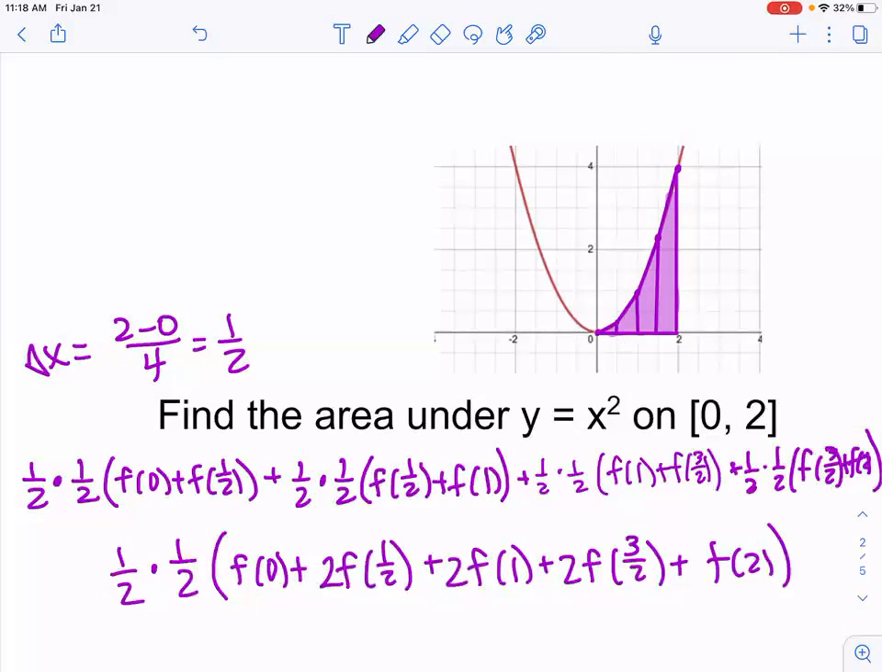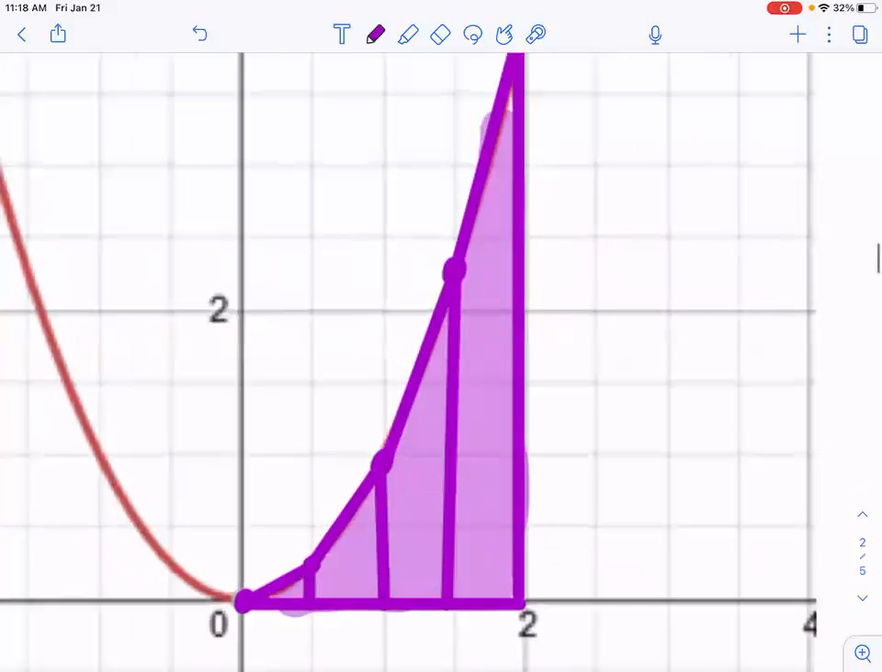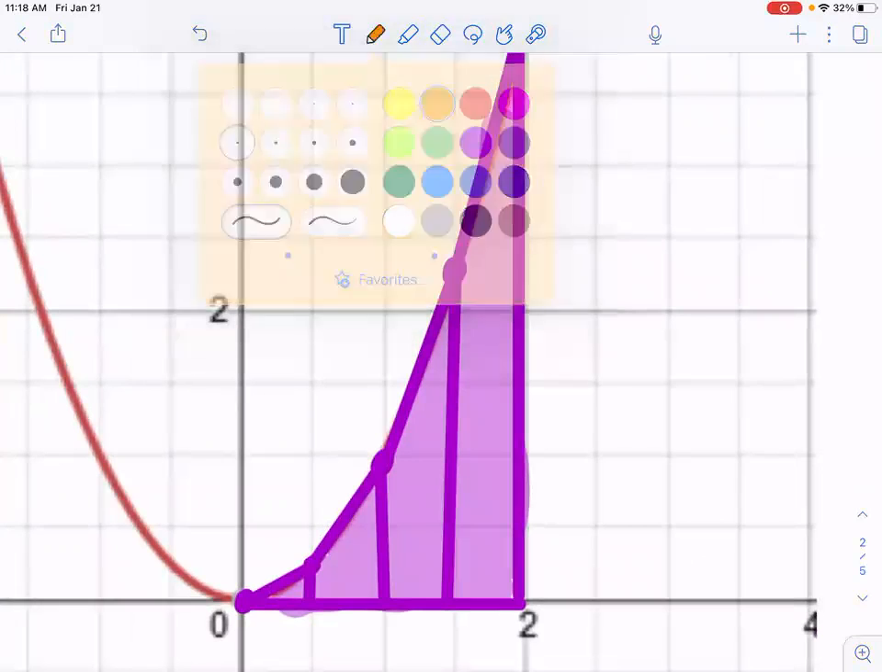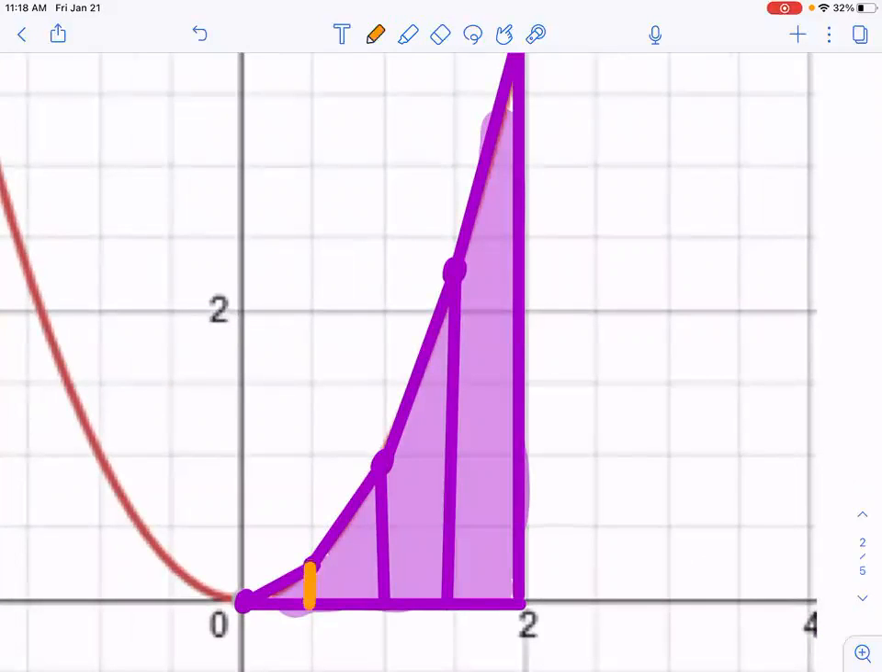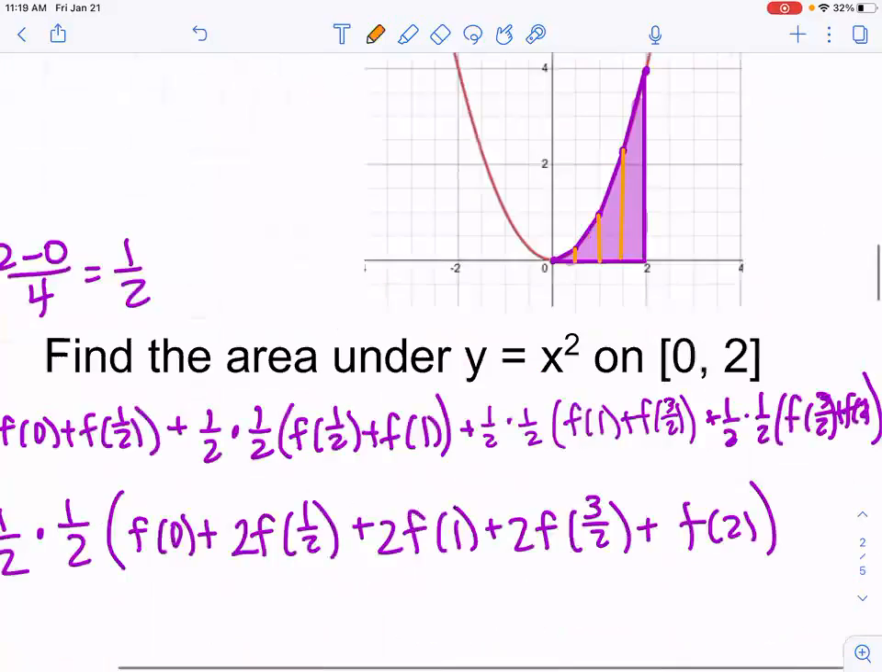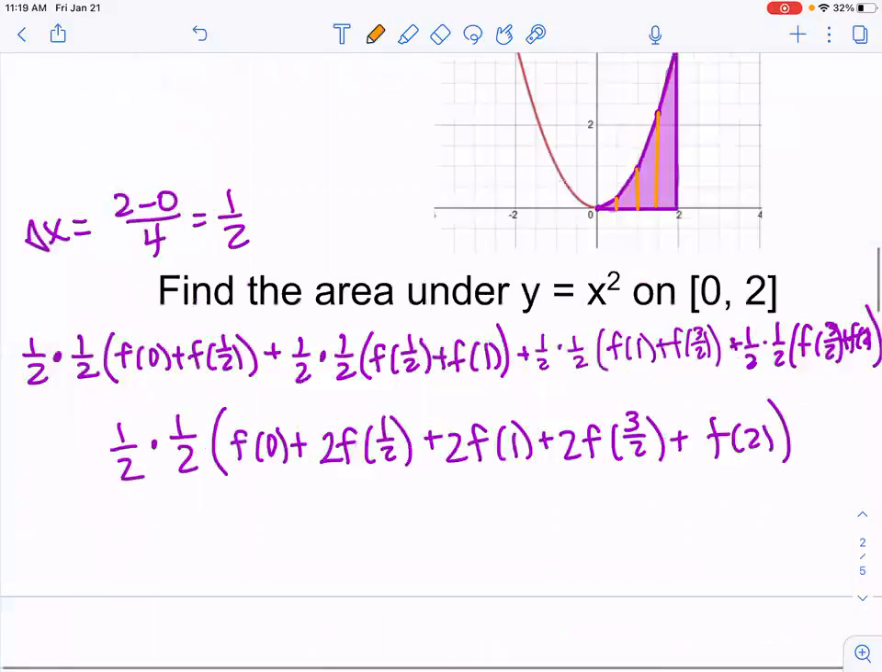All of our inner bases are shared by two trapezoids. I'm going to zoom in right here. Two trapezoids share this base. Two trapezoids share this base. And two trapezoids share this base. But our end bases are loners. They're only for that one trapezoid. Okay, so we are going to double all of the inner bases.